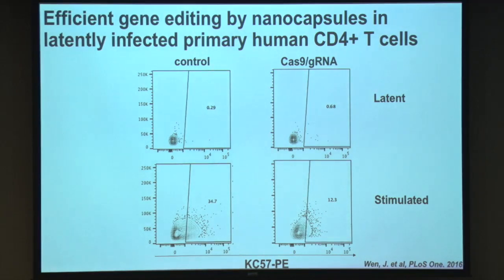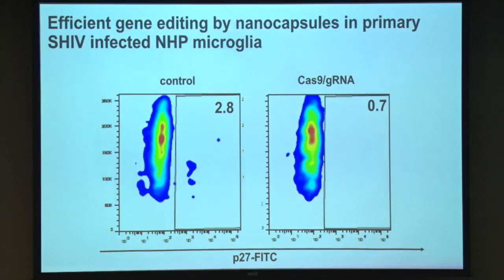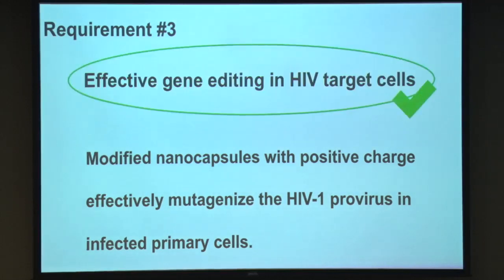Another primary HIV target cell is macrophages. So we also confirmed the gene editing can also function in primary macrophages. And we're lucky to have HIV-infected non-human primate primary microglia cells currently provided by Dr. Nancy Hagood. We can also show gene editing in those primary macrophage cells. So the third requirement, we can say check.